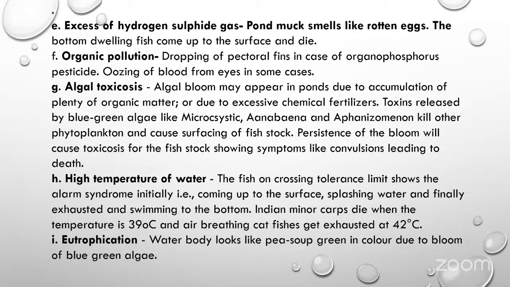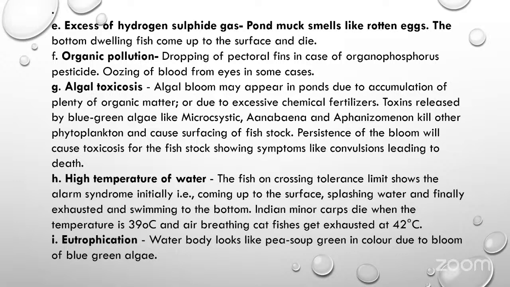Organic pollution. Dropping of pectoral fins in case of organophosphorus pesticide. Oozing of blood from eyes in some cases. So this is called organic pollution. So what happens because of this? They drop the pectoral fins because of this organophosphorus pesticide, and they also ooze out blood from eyes.